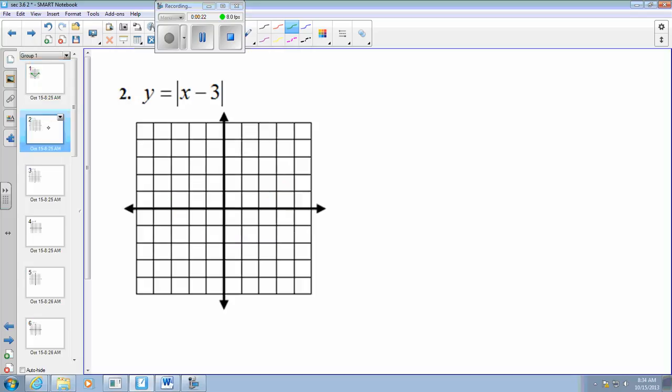Question number 2, we have the absolute value of x minus 3. Since it's in the absolute value, we're going to be moving it 3 to the right, which puts me over here.